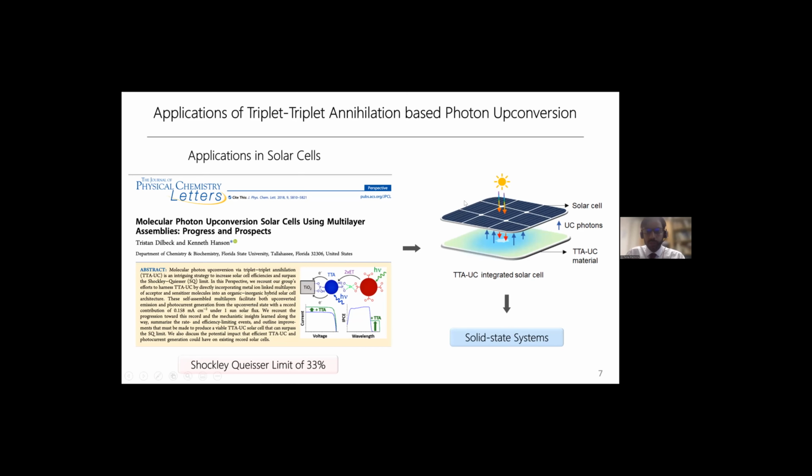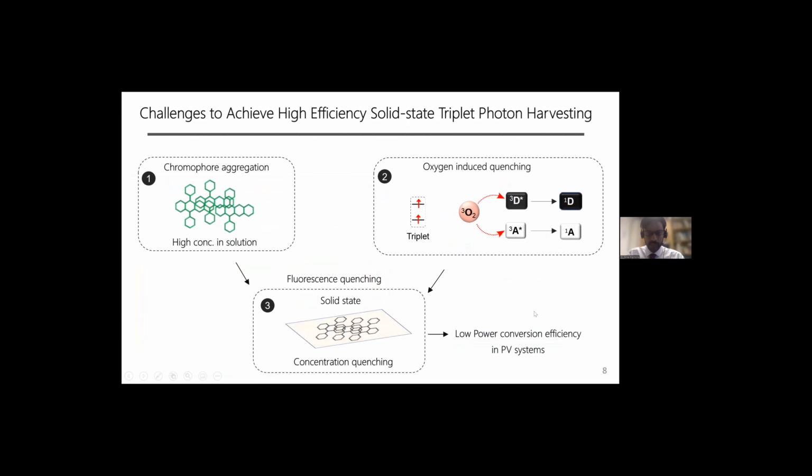So what photon upconversion materials can do is avoid the transmission losses by upconverting the transmitted sub-band gap photons of the solar cell to band gap responsive light of the solar cell, to increase their solar energy conversion efficiency. But for practical integration with the solar cell, this TTUC system must be prepared efficiently in the solid state, which is a major challenge.